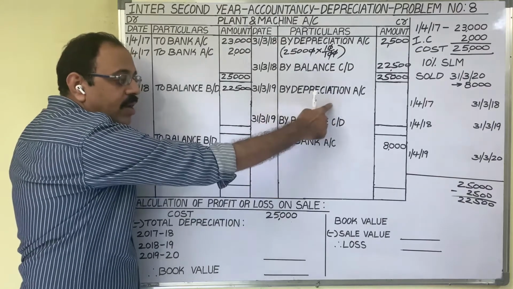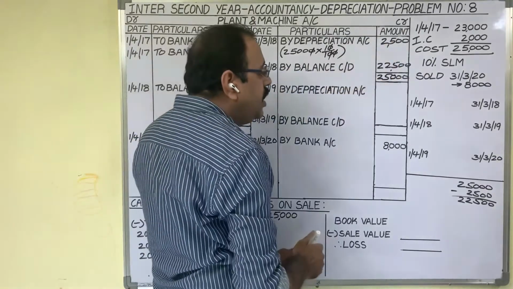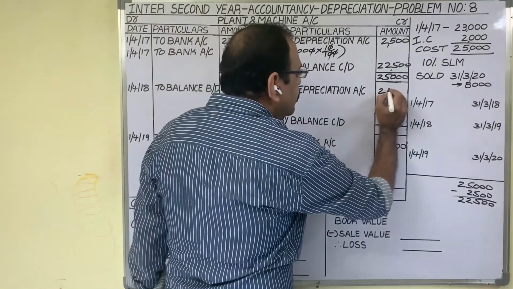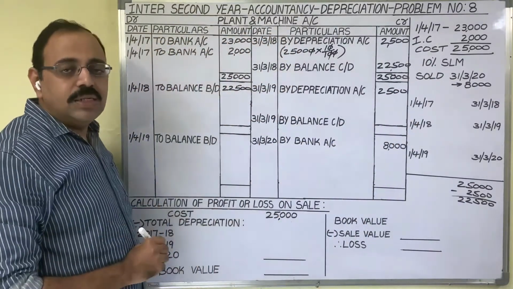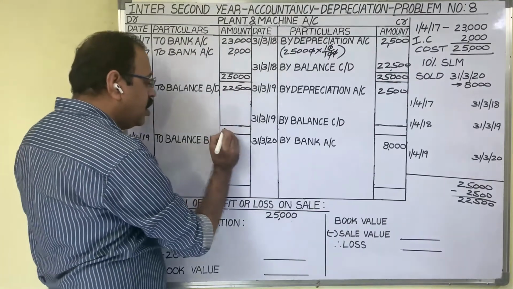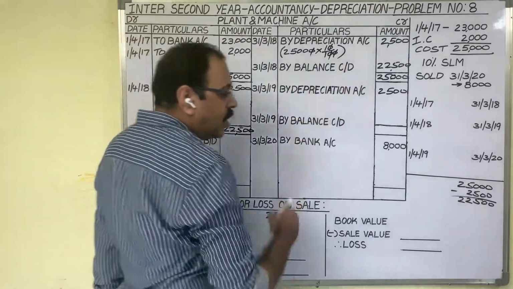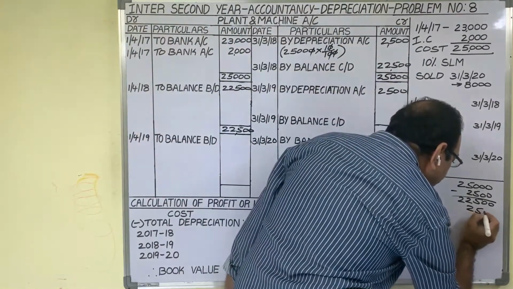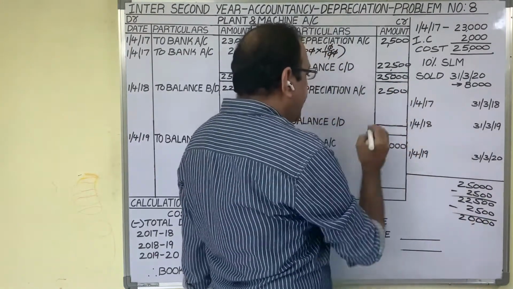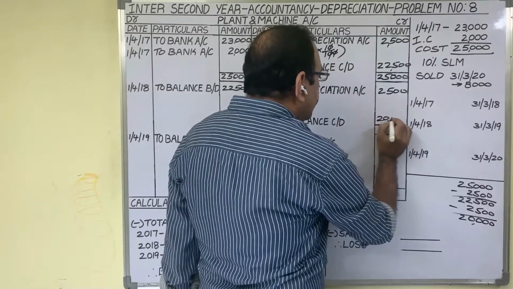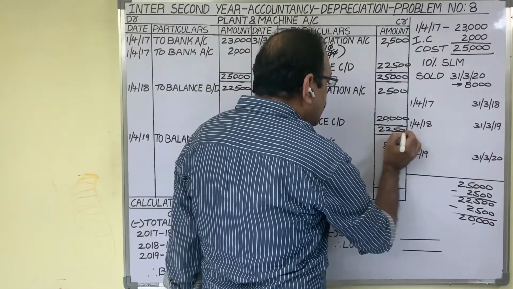You need not show the calculation. Already we have calculated in first year. So directly you can write that depreciation amount here in amount column, 2,500. Now find out the balance carried down. Debit total 22,500 minus credit total 2,500 is equal to 20,000 rupees. Balance carried down for second year is 20,000. Write down the total here.